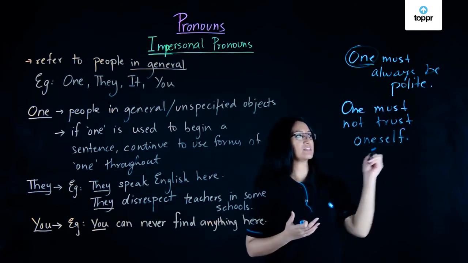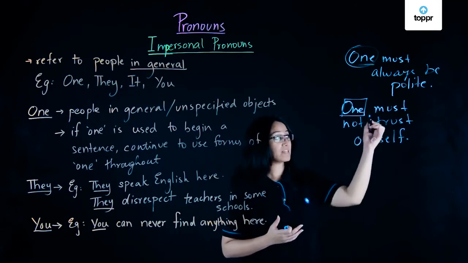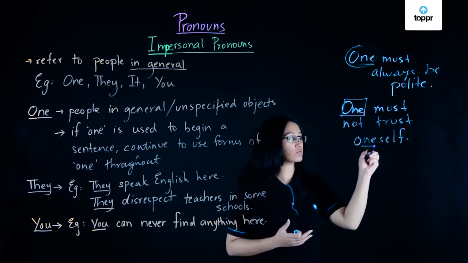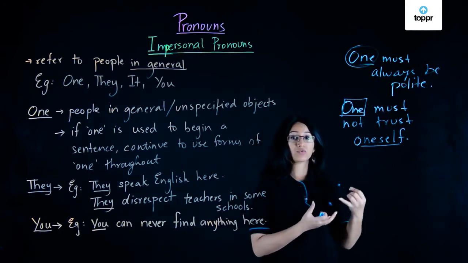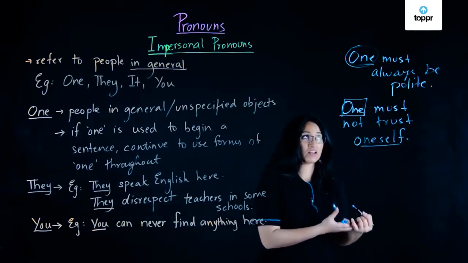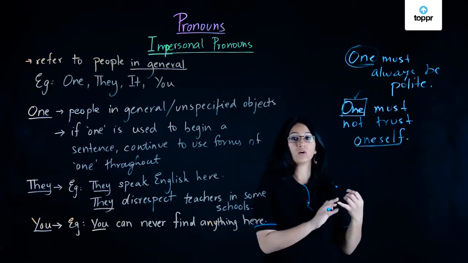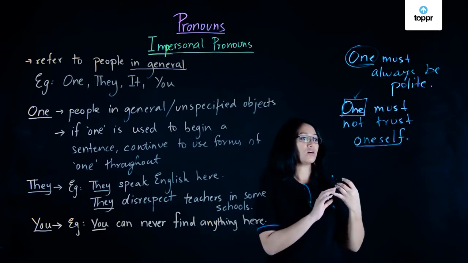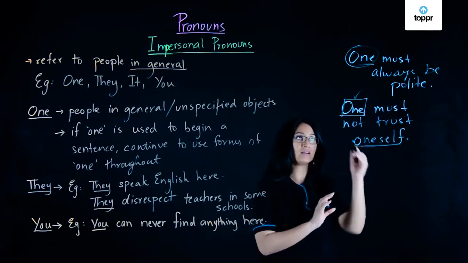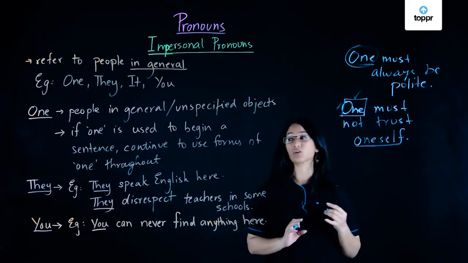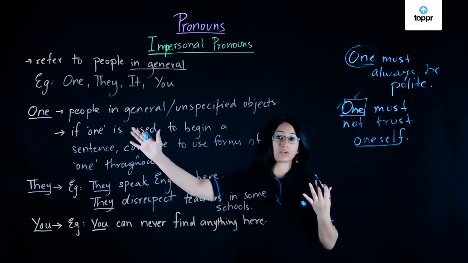So here you can see that I started the sentence with one, right? But in order to refer back to one, I used oneself. I didn't use himself or herself because that would become more specific. However, if one is used, you have to use different forms of one, oneself or one again. So you have to make sure that you continue to use one in order to talk about the subject of the sentence. Now, this is how we use one as an impersonal pronoun.